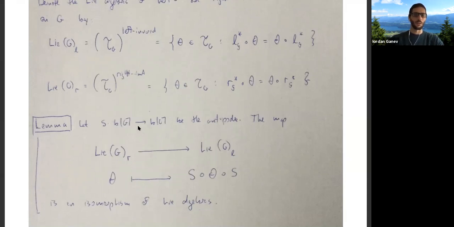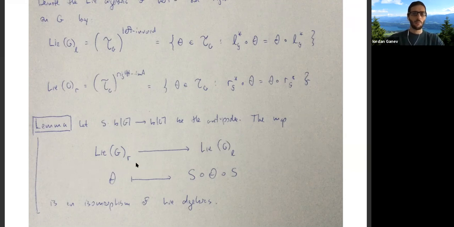So remember that there's the inverse map G to G that takes X to X inverse, and the corresponding map on the level of algebras is the antipode map. So the notation was S. I think Springer uses some different notation, but I'm used to calling it S, so I used S in these notes.